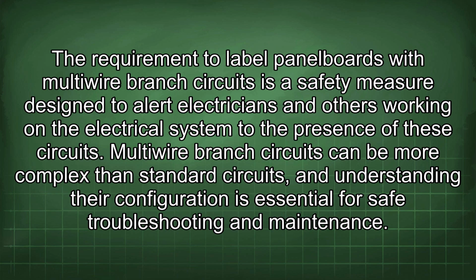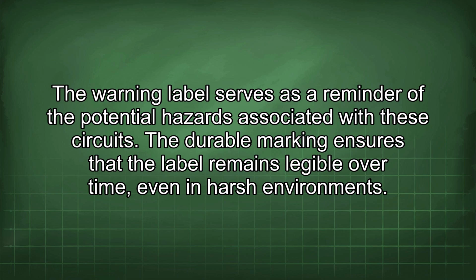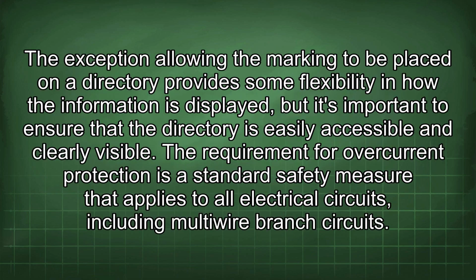Multi-wire branch circuits can be more complex than standard circuits, and understanding their configuration is essential for safe troubleshooting and maintenance. The warning label serves as a reminder of the potential hazards associated with these circuits. The durable marking ensures that the label remains legible over time, even in harsh environments. The exception allowing the marking to be placed on a directory provides some flexibility in how the information is displayed, but it's important to ensure that the directory is easily accessible and clearly visible.